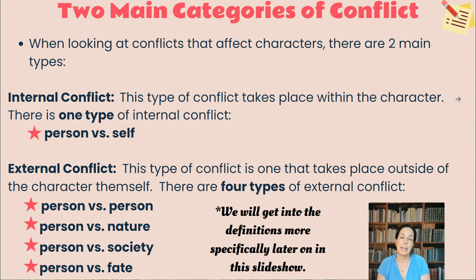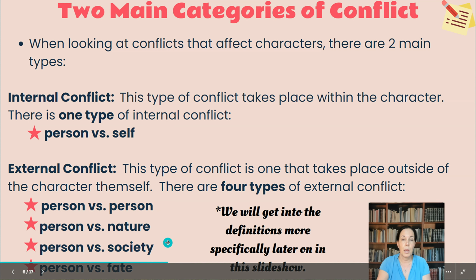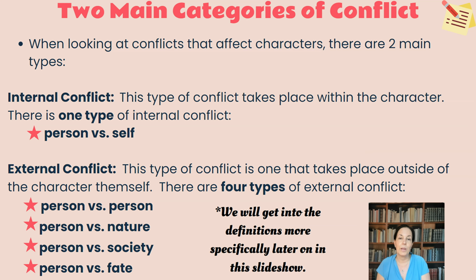The other type is an external conflict. This type of conflict is one that takes place outside of the character themselves. There are 4 types of external conflict we will talk about today. Person versus person, person versus nature, person versus society, and person versus fate. We will get into the definitions more specifically later on in the slideshow.